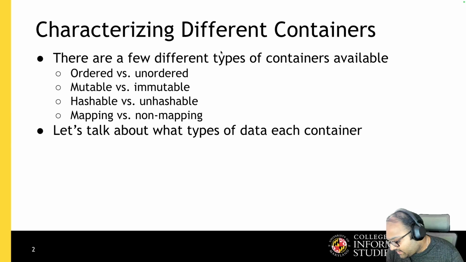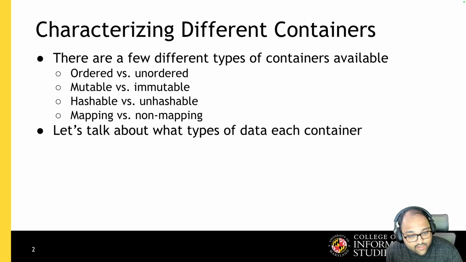In terms of Python, there are a few different containers that we can use. First, there are ordered versus unordered containers, mutable versus immutable containers, hashable versus unhashable containers, and then mapping versus non-mapping containers. Okay, so what does each of these mean? Ordered versus unordered is kind of straightforward. Strings and lists are ordered, so the order matters, and the order is guaranteed.